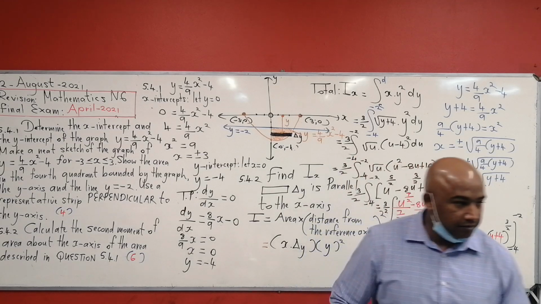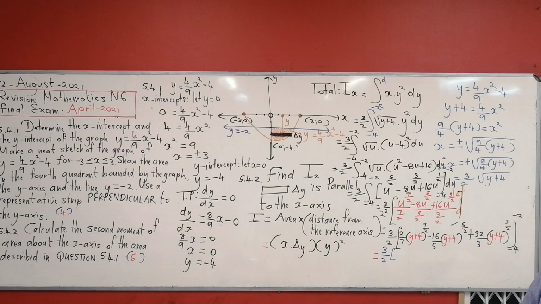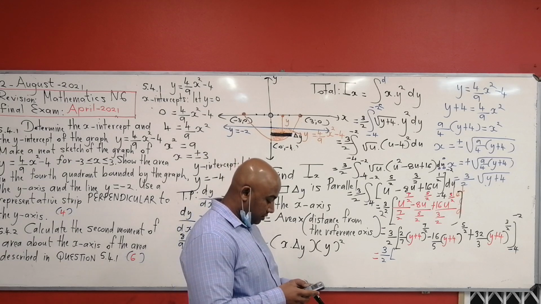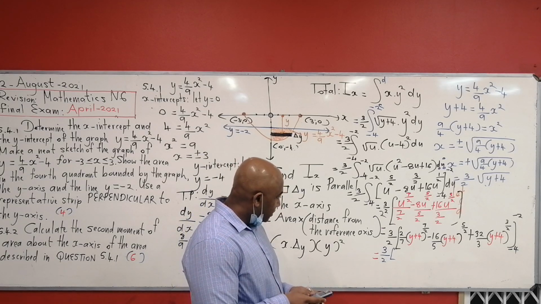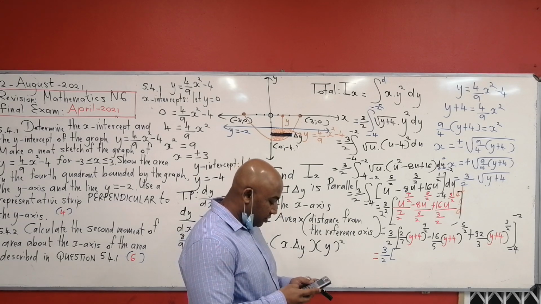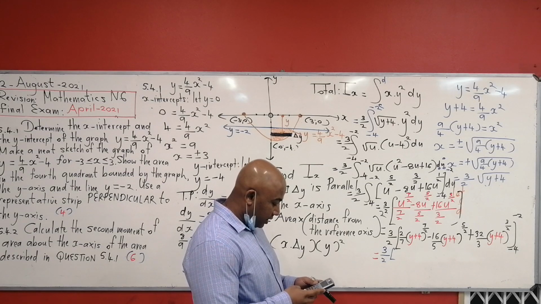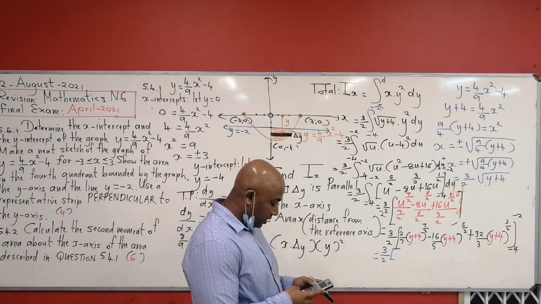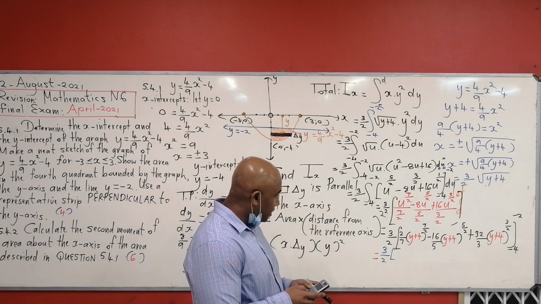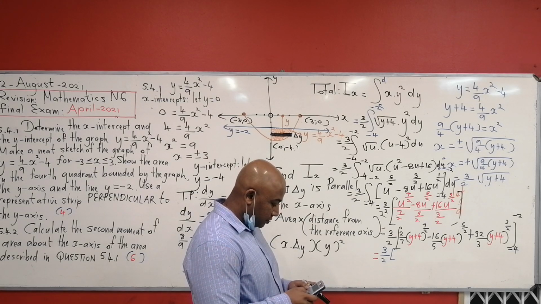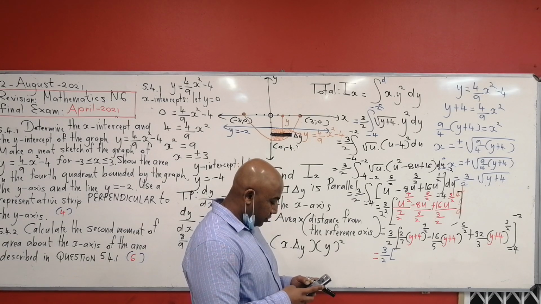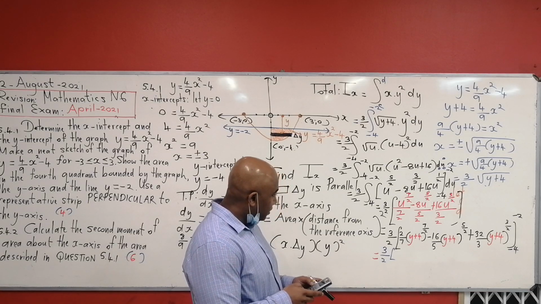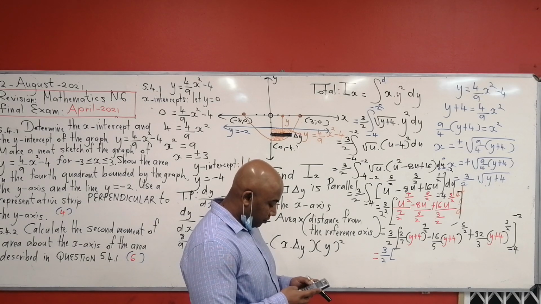Alright, let's substitute now. See what we get. So we got our 2 over 7, y plus 4, all raised to the power 7 over 2, and we got minus 16 over 5, and we got our y plus 4 again, all raised to the power 5 over 2, plus 32 over 3 times our y plus 4 all raised to the power 3 over 2.